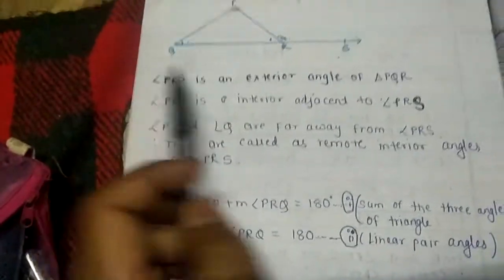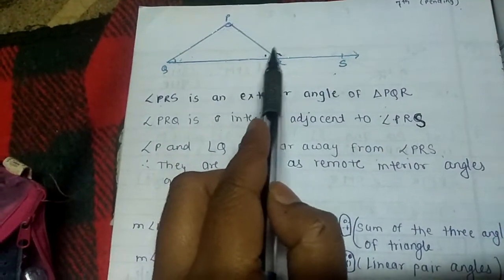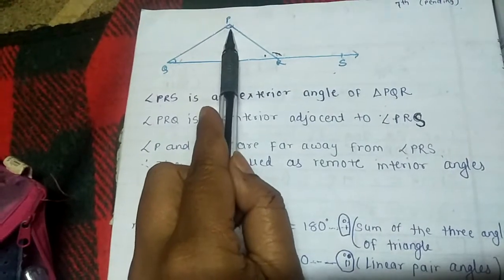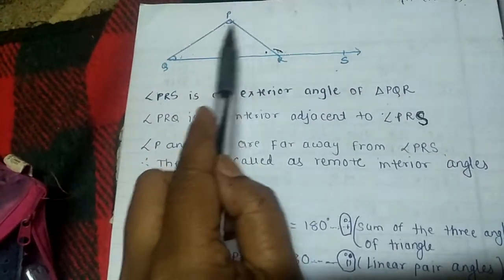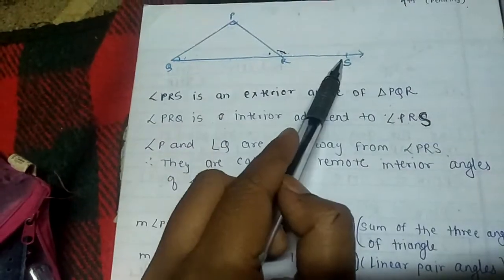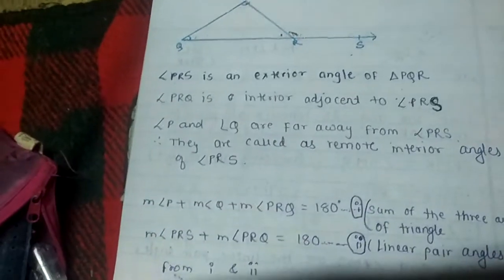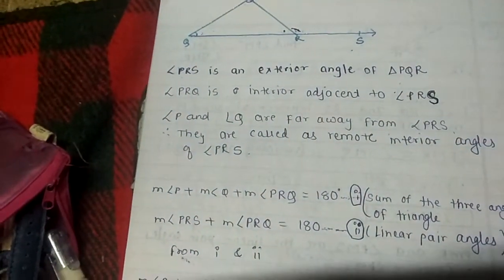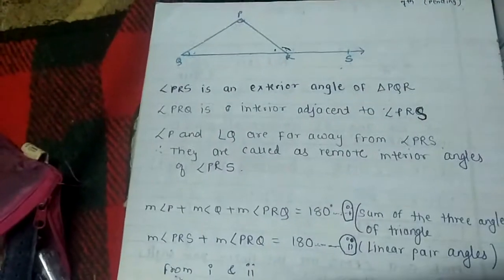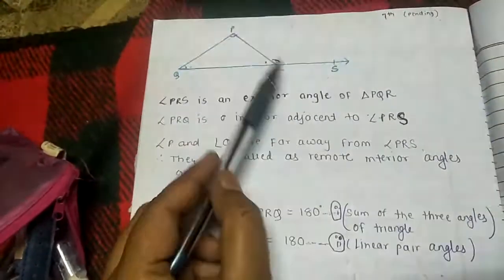So what they are saying is, suppose this angle PRQ is the adjacent angle. But from this exterior angle, if you observe angle Q and angle P, they are a little bit far away as compared to angle R. These two are far away from PRS, that is the exterior angle. So that's why these angles are called remote interior angles. Remote interior means a little bit far but inside the triangle. So these angles are called the remote interior angles of triangle PQR for the exterior angle PRS.